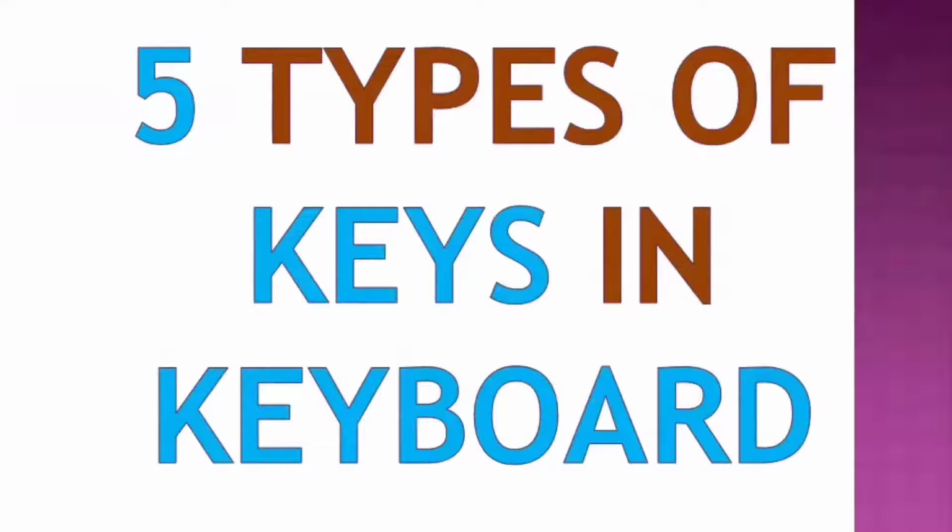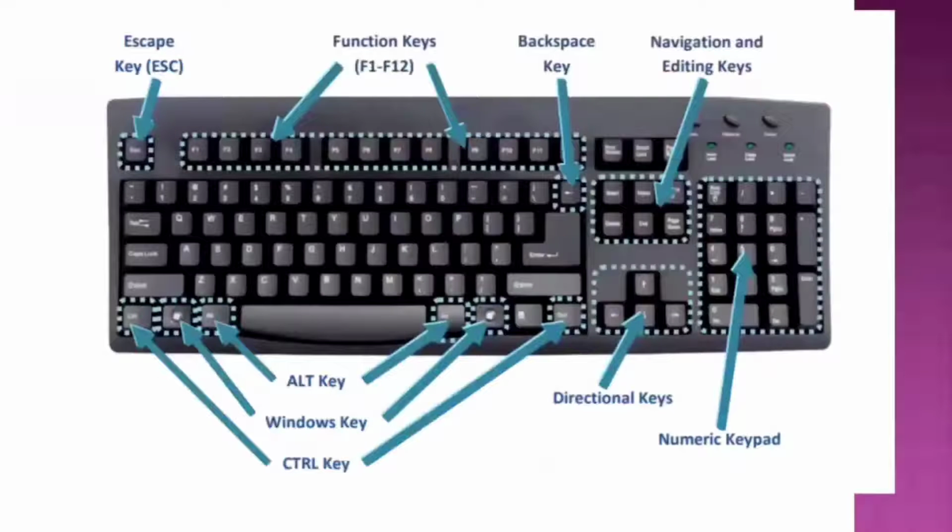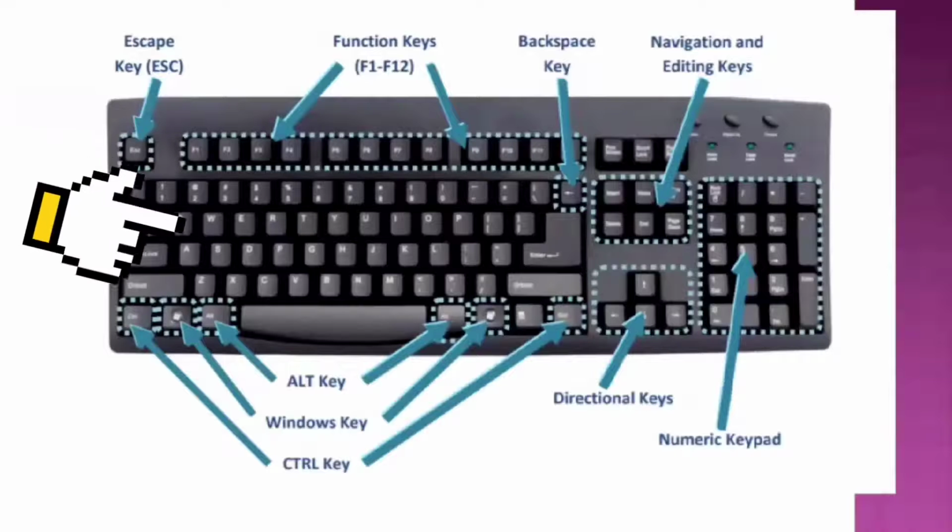There are 5 types of keys in keyboard. This is our keyboard. The first one is the function keys. The function keys, they are labeled as F1 through F12. We also have the typing keys, the letters and the numerals, the punctuation marks, and symbols. And it also includes the shift, caps lock, tab, enter, spacebar, and backspace.